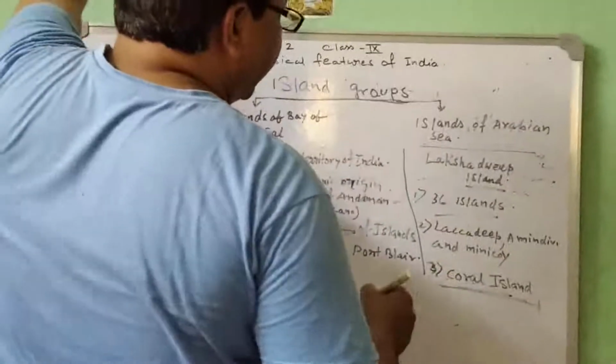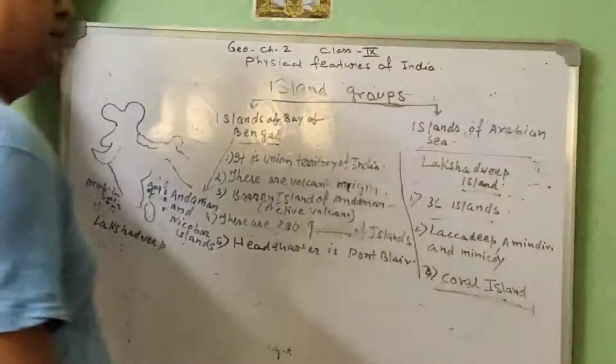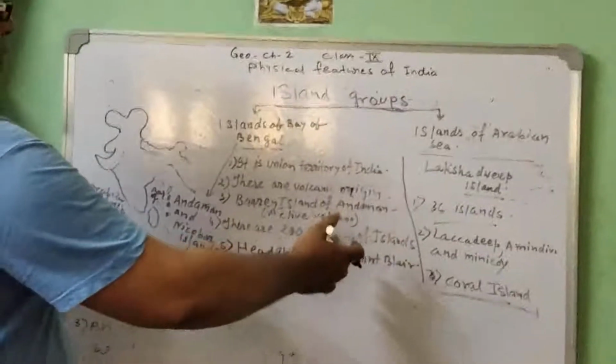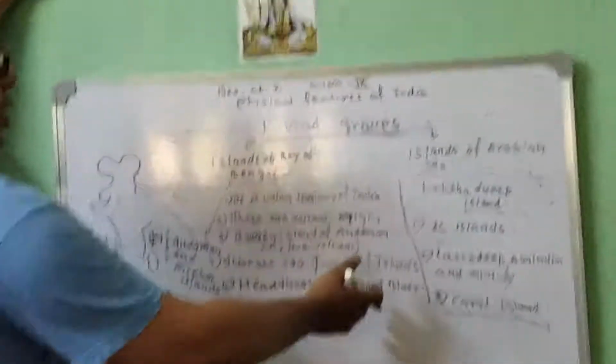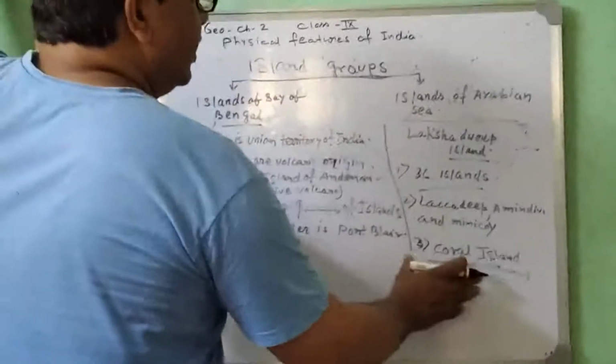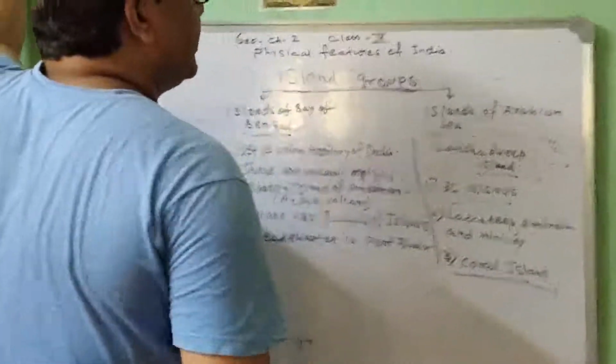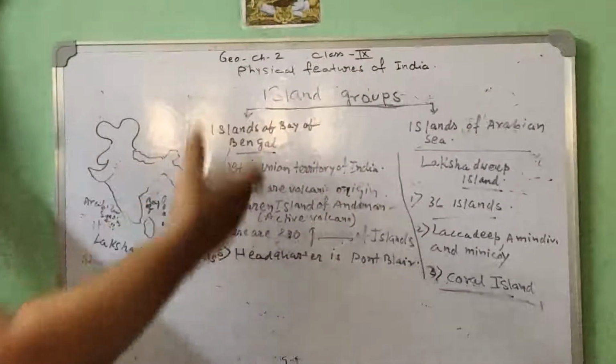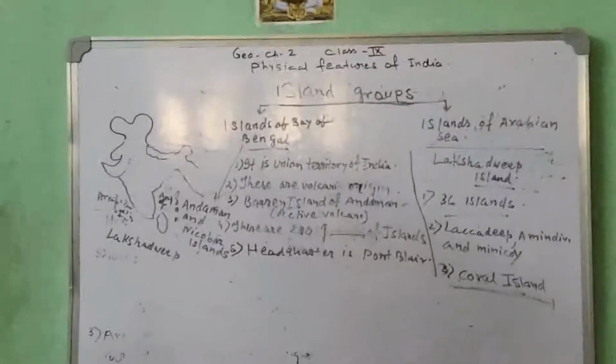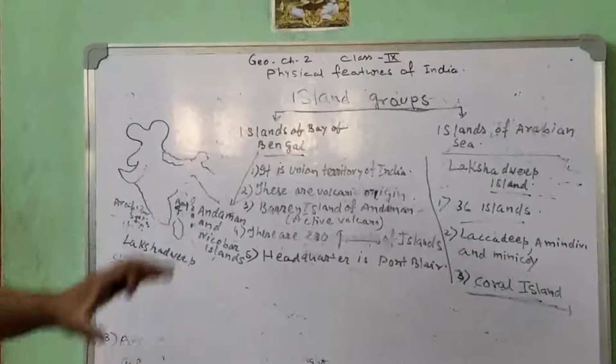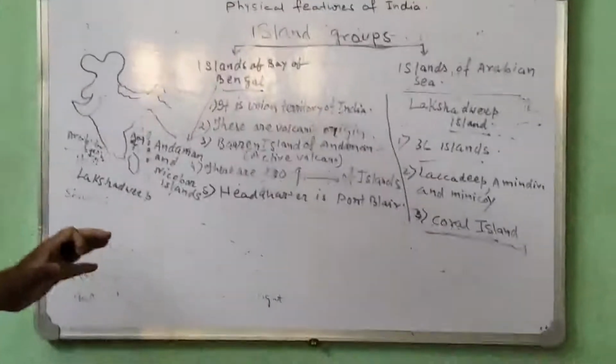Kavaratti is the headquarters of Lakshadweep. Port Blair is the capital of the Andaman and Nicobar Islands, and like that, Kavaratti is the capital of Lakshadweep. So we can understand about the island groups of India.